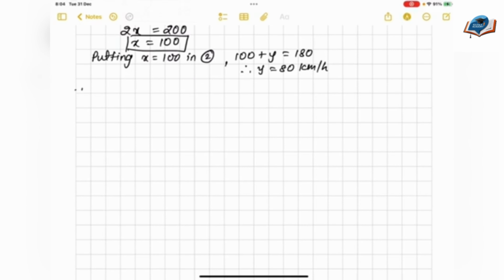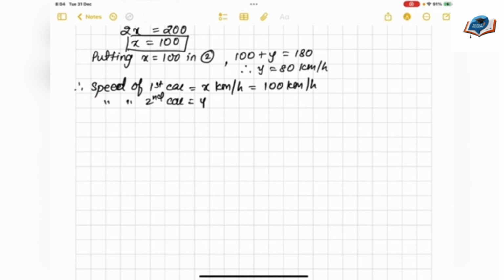Therefore speed of first car, which is x kilometer per hour, will be 100 kilometer per hour, and speed of second car, which is equal to y kilometer per hour, will be 80 kilometer per hour.